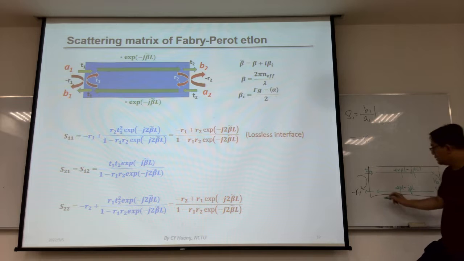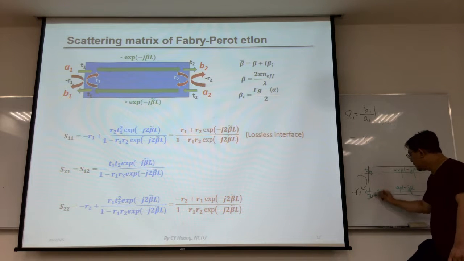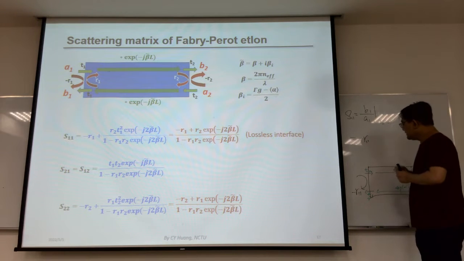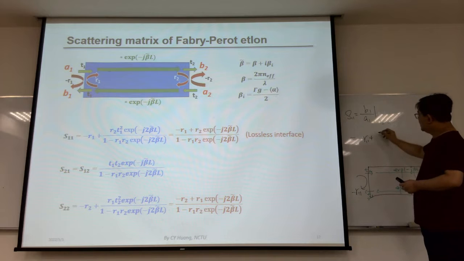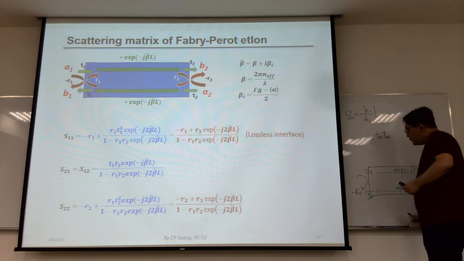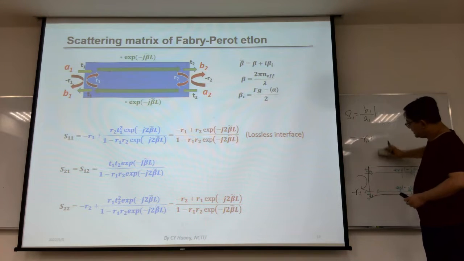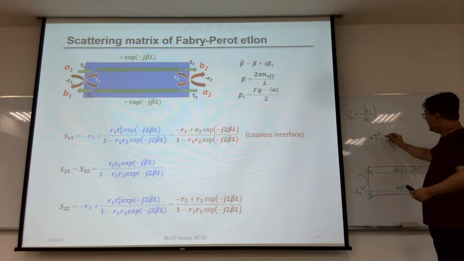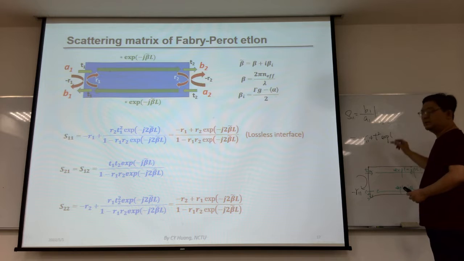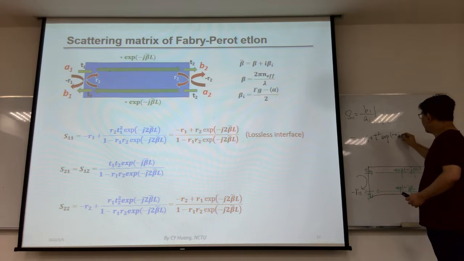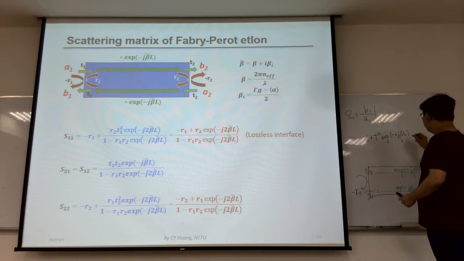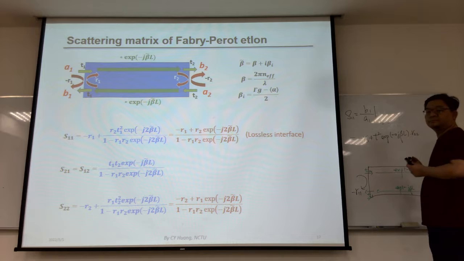And T1. So the second term should be T12 times T21. Let's let the two T's be the same, that is T squared, exponential minus 2j beta L because we multiply it twice, and times R22.